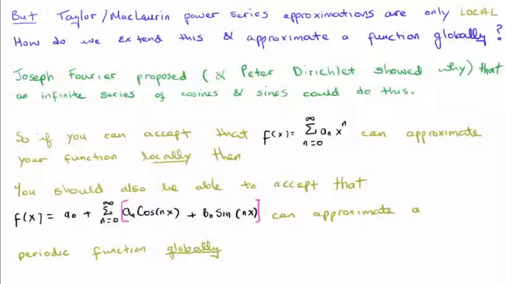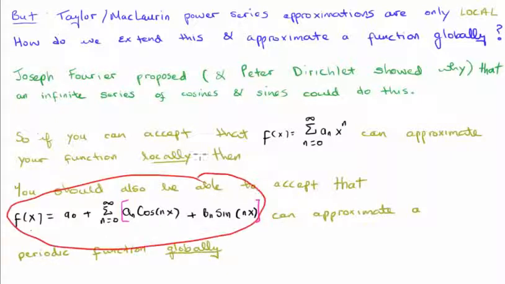Joseph Fourier suggested that cosines and sines inside an infinite series could approximate a function globally. So if you can accept that a power series of the following form is able to approximate your function locally, then you should have no difficulty in accepting that a power series in cosines and sines, or a Fourier series, can approximate your function globally.